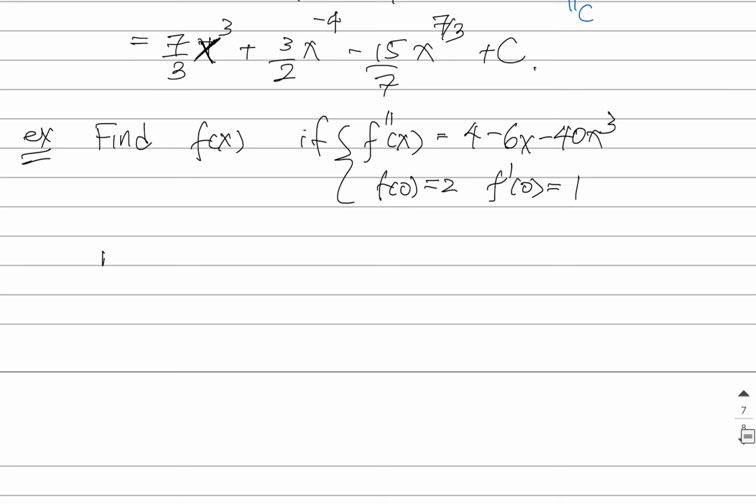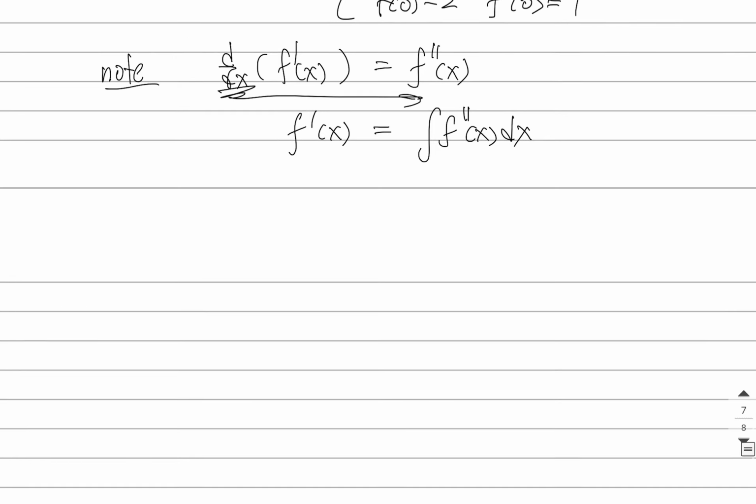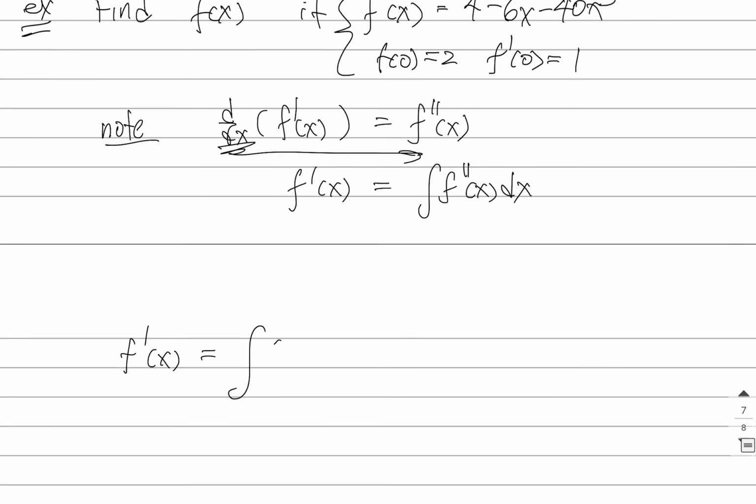Now note, since the derivative of f prime is f double prime, that means when we switcheroo it, f prime of x is the antiderivative of f double prime of x. So that means for f prime of x, we are going to have to antidifferentiate this function, 4 minus 6x minus 40x cubed.